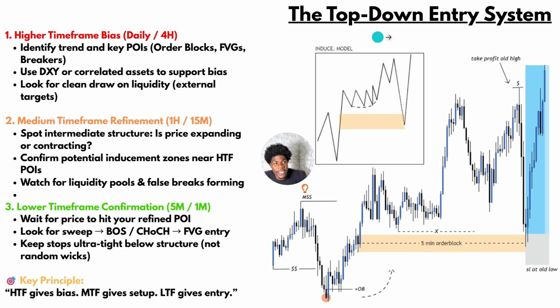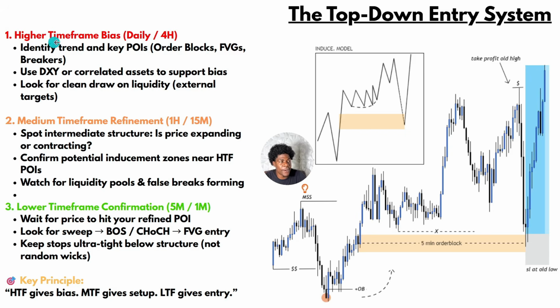Let's get into the top-down entry system. The first thing I do is get my higher time frame bias. I usually start from the daily or the 4-hour time frames. If it's a new week, I will use the weekly time frames. But if it's a new month, then I will include the monthly time frames. But every single day, I just go on the daily or the 4-hour and start there for my top-down analysis.